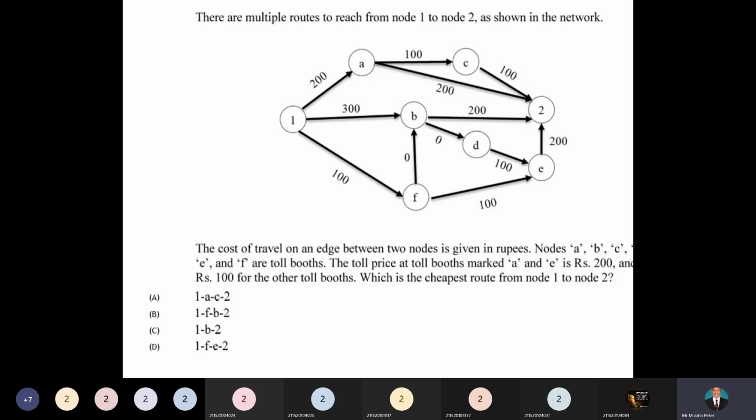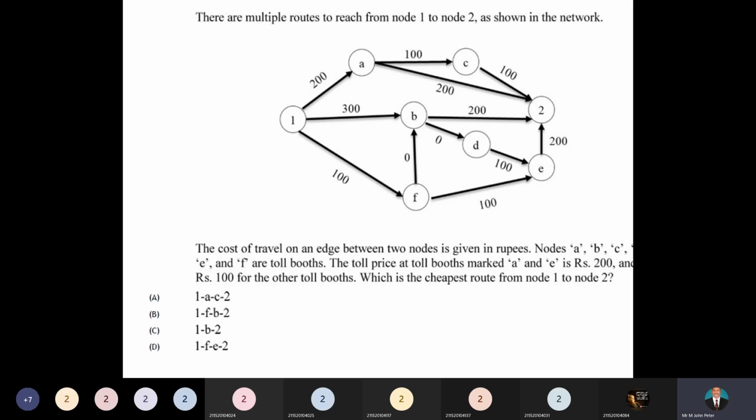But here, 4 routes are given. Which one is the least cost? So if you take 1, A, C, 2: 1 to A, so 200. Next A to C, 100. So 300. Next 400. So the first one is 400. Second one, 1 to F, F to B, then B to 2. Sorry, 1 to F is 100. F to B 0. Next B to 2. So that is 300 totally we will get. Second one 300, and the first one is 400.